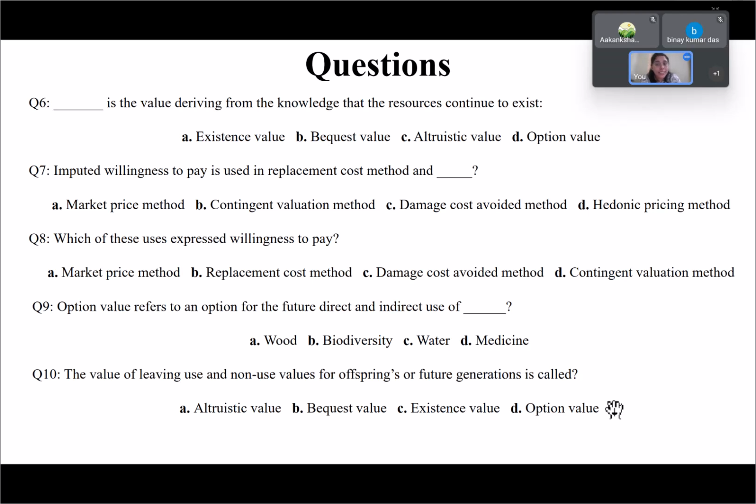So which is the value deriving from the knowledge that the resources continue to exist? Okay, imputed willingness to pay uses the replacement cost method, and which other method? Next, which of these uses expressed willingness? When you are expressing the willingness to pay, which of these methods falls under that? Option value refers to an option for the future indirect and direct use, but of what? And the value of leaving use and non-use values for offspring of future generations is called what?